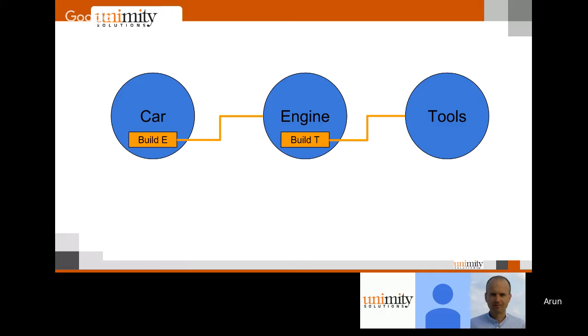To build a car, we need to build the engine first. So I'm going to build the engine. To build the engine, I need to build the tools. So before starting to build the car, the engine construction process takes place, and before the engine construction process, we need to build the tools for the engines. So the problem gets resolved at the stage of car creation.